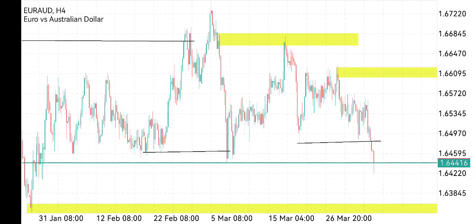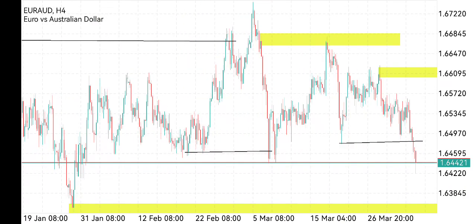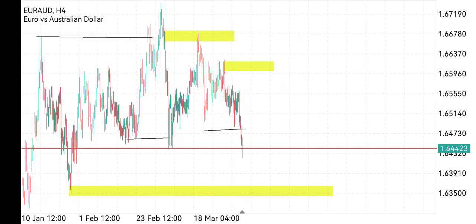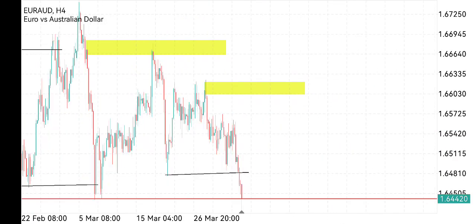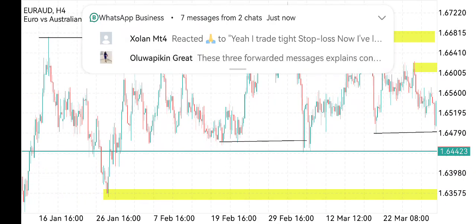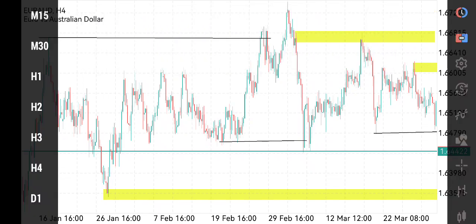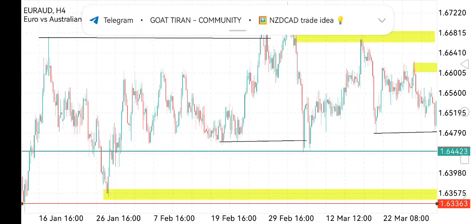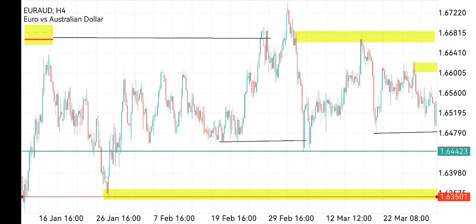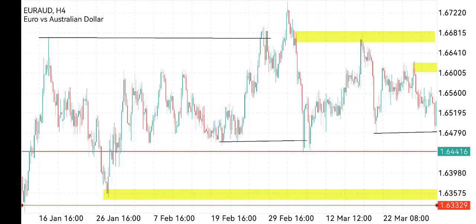Another supply zone. So the overall trend on this EURAUD, remember, is bullish. The overall trend from this one is bullish. Yes. I have to delete these groups because now they're giving me problems.